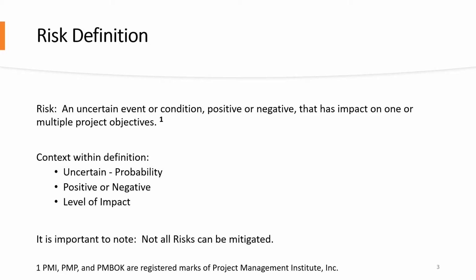Just from the word uncertain, one can understand the implied component that leads to probability. Positive or negative. In this context, one could further conclude that a risk can lead to either a negative or positive result. When referencing a positive risk, it can further be identified as an opportunity. Level of impact. Hints on the result this risk has regarding one or more of the defined project objectives.